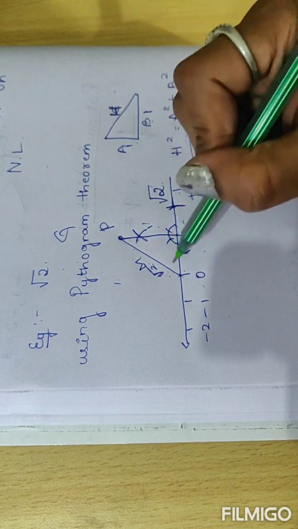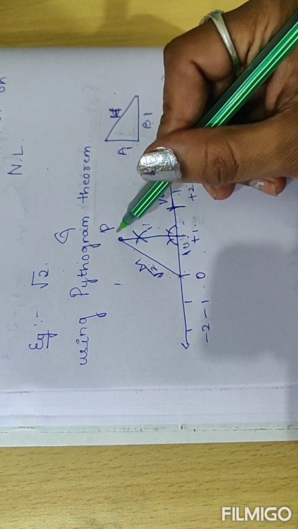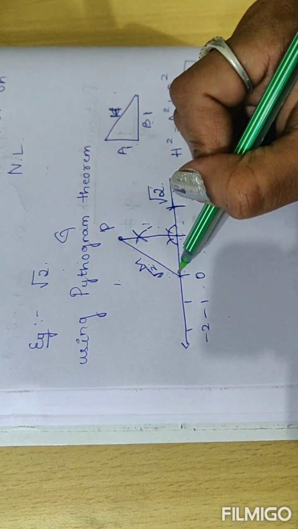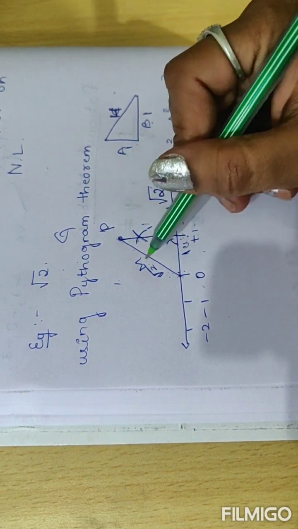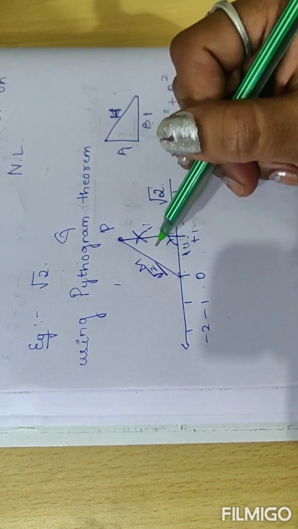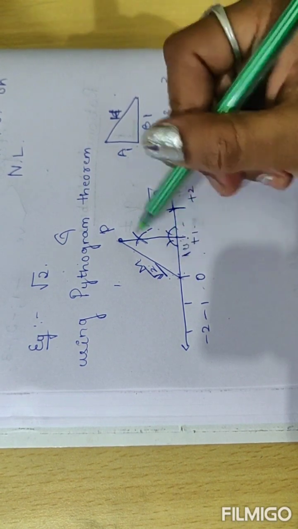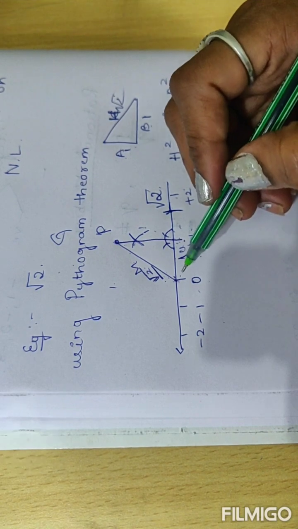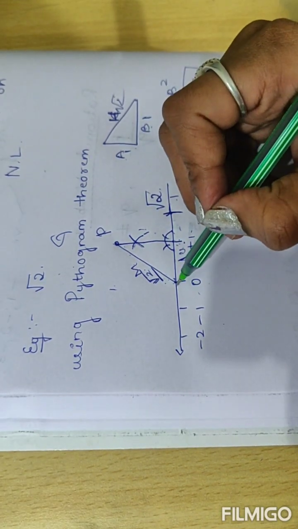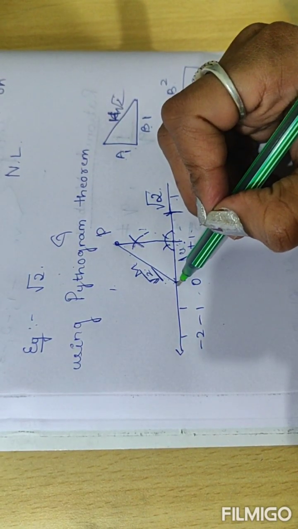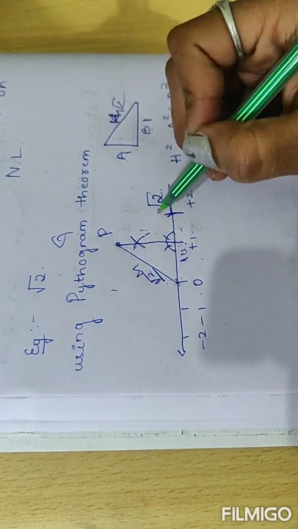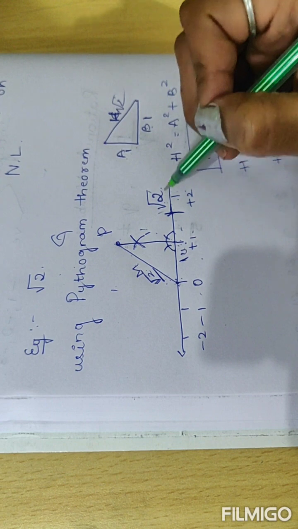So we are going to connect this and name it as P, and from P we are going to connect to 0, and let's name this side as root 2. Okay, because the hypotenuse is nothing but root 2. Take your compass needle, point at 0 and extend the pencil till here. Take this measurement and plot it on the number line. This is our root 2.